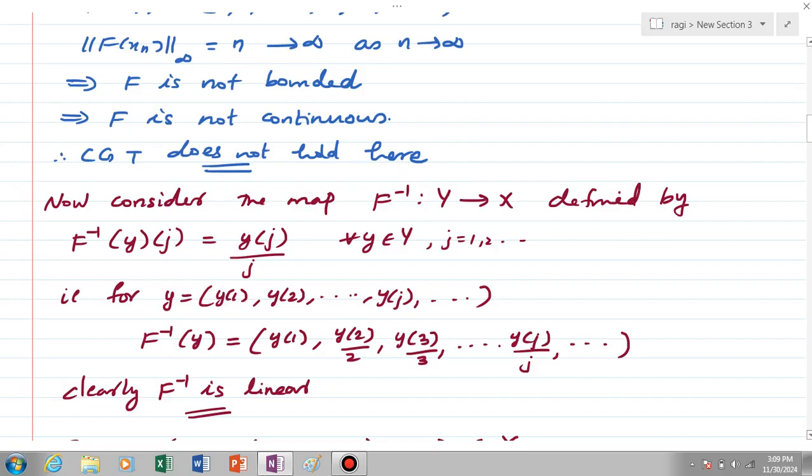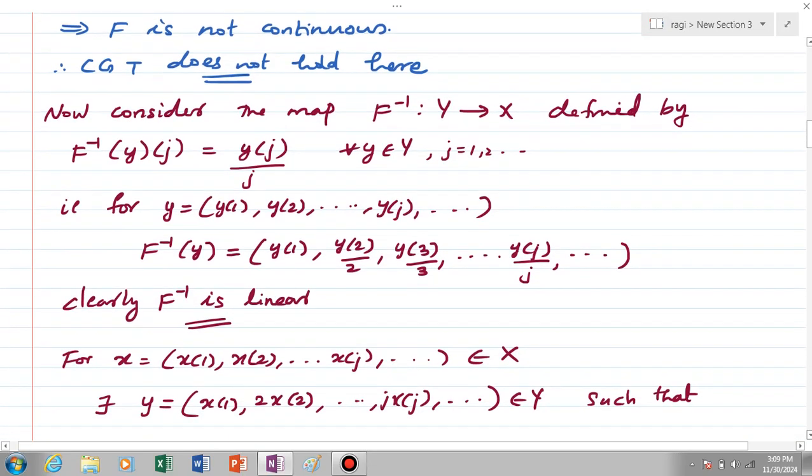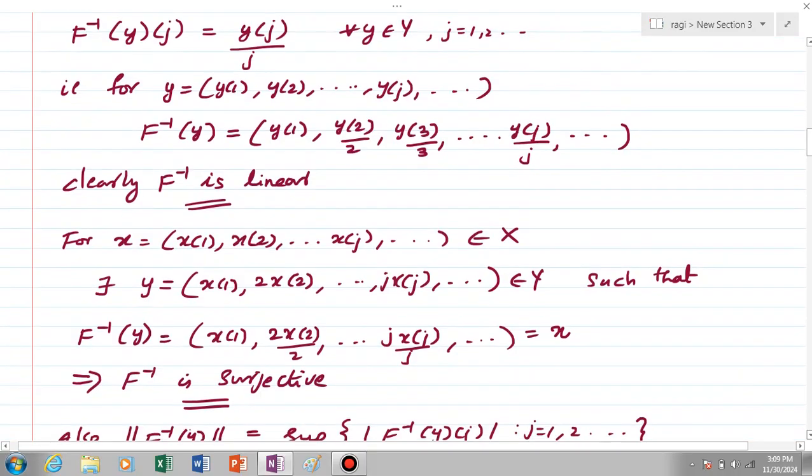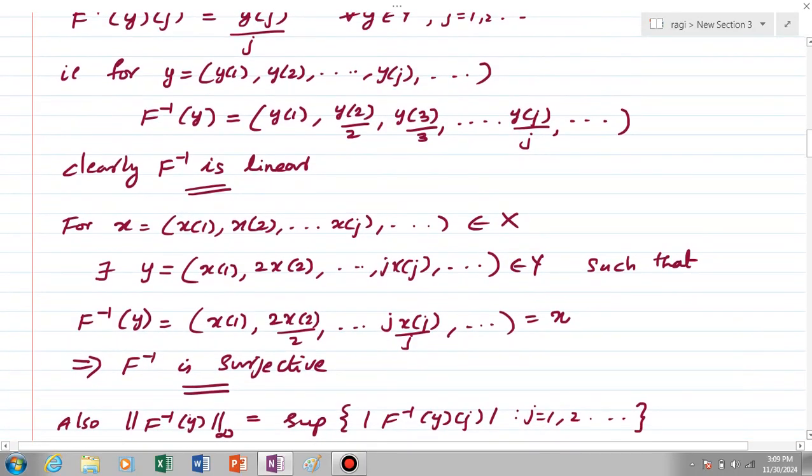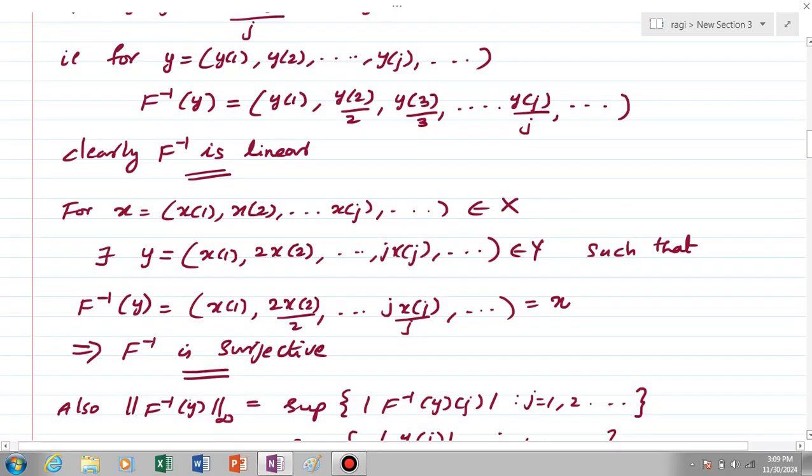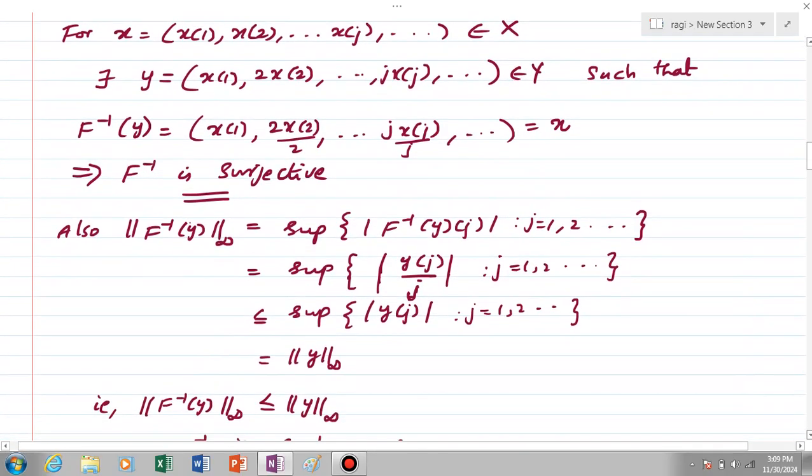etc. Okay, clearly as we have seen before, F inverse is linear, and here F inverse is surjective also, because for x equal to x(1), x(2) etc. element of capital X, we can choose y equal to x(1), 2 times x(2) etc., j times x(j) element of Y. Then we can clearly see that F inverse of y is equal to x, means F inverse is surjective.